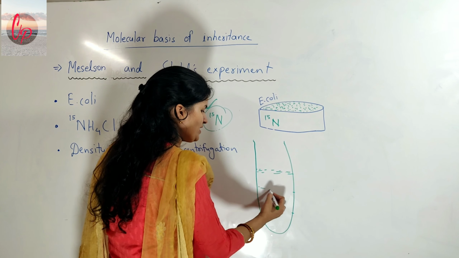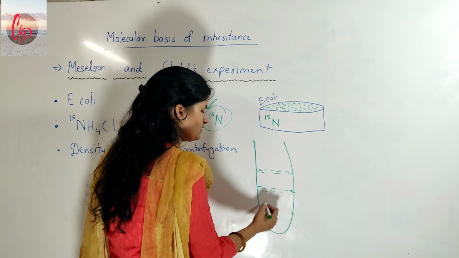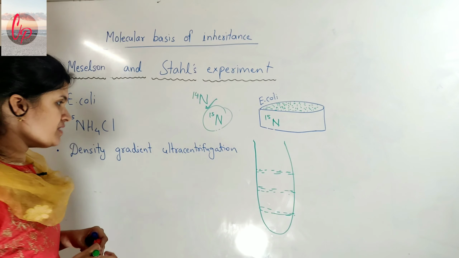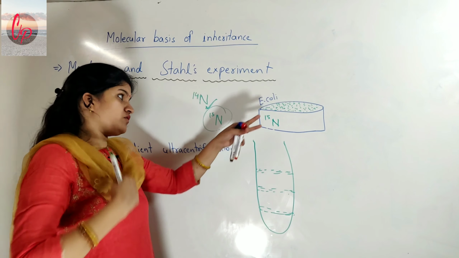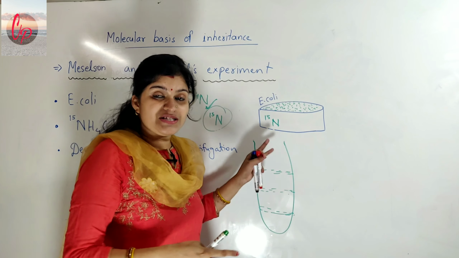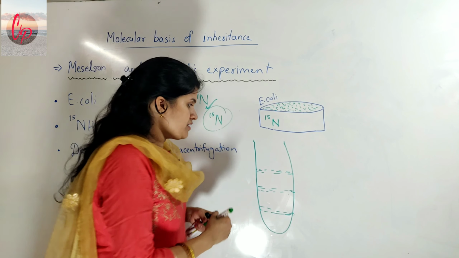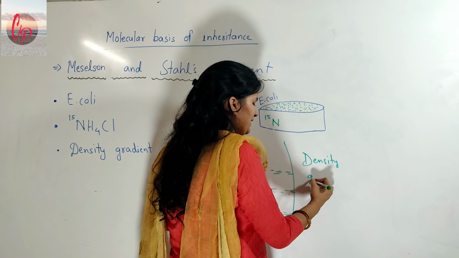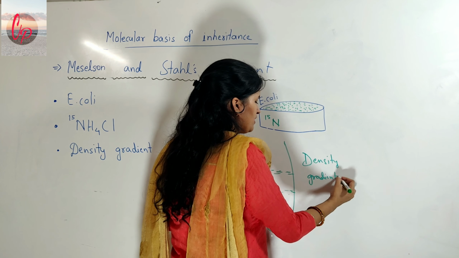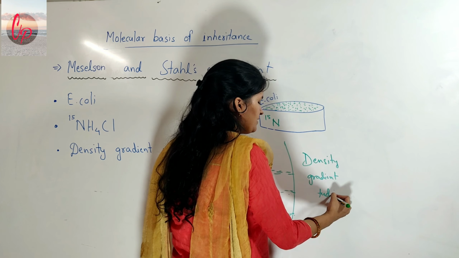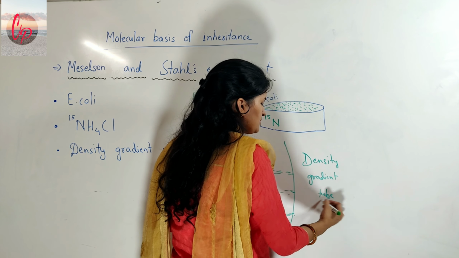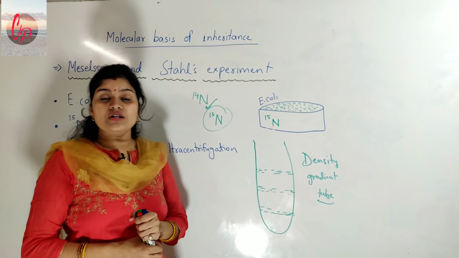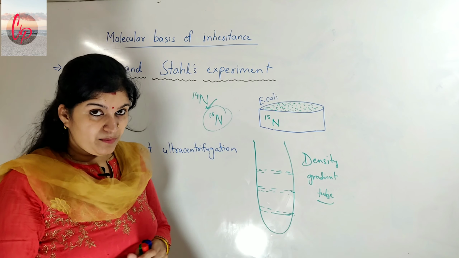Some material was filled in this tube, and after the process of ultracentrifugation, the remains of the bacteria were allowed to settle down in this density tube, or you can say density gradient tube. So the remains of the bacteria were allowed to settle down. And what was the final observation of the experiment?